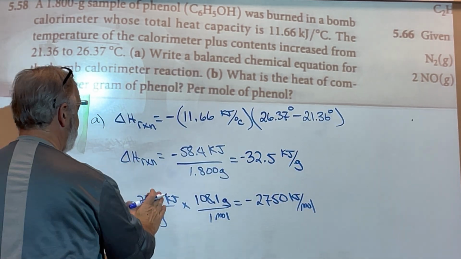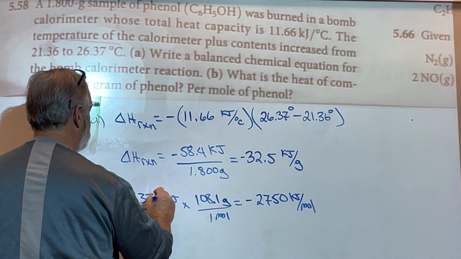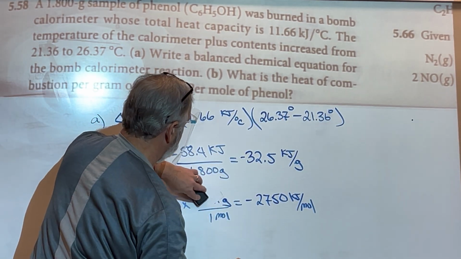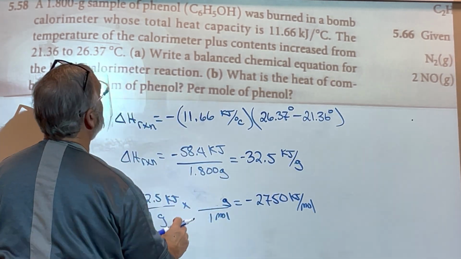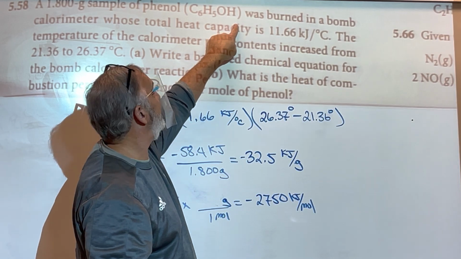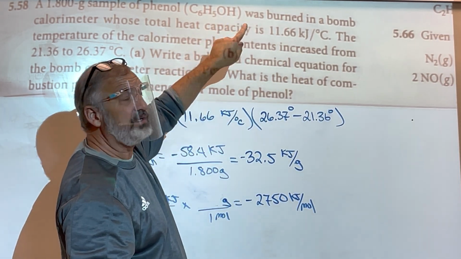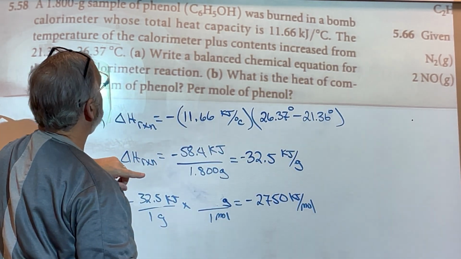And then we can take that negative 32.5 kilojoules, multiply it by the molar mass of phenol. 72 plus 6 makes 78, plus 16 makes 94, 94.12.